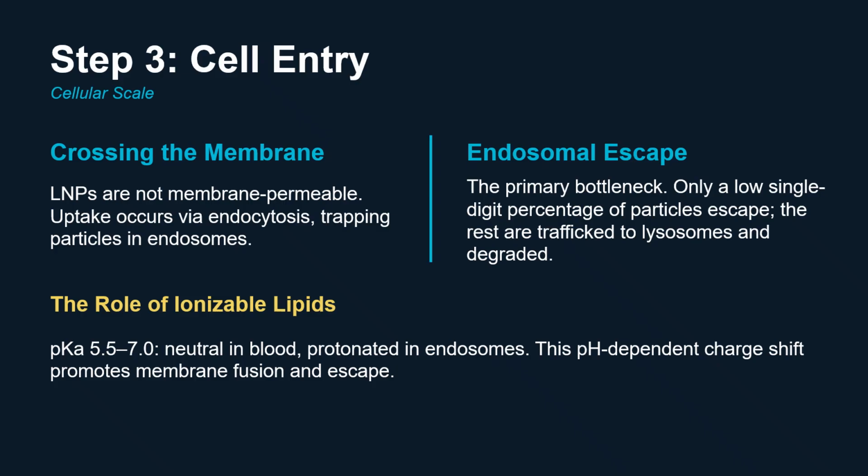Ionizable lipids are designed to help with this step. They stay mostly neutral in the blood, but they become charged once the environment turns acidic inside the endosome. The change in charge helps the particle interact with the endosomal membrane and promotes escape. Because of this, small changes in lipid chemistry can have a large impact on overall delivery and efficiency.